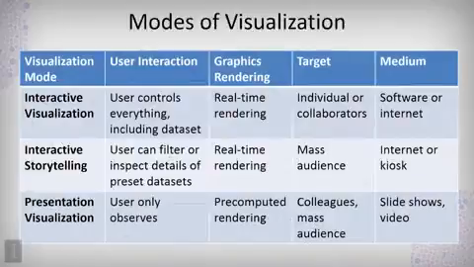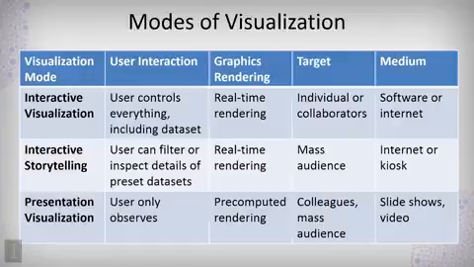And so another way of describing these differences is to visualize the modes of visualization, and so I've laid them out in a table. We can compare them in terms of user interaction. Interactive visualization, the user controls everything, including what data set you're looking at. In presentation visualization, the user is only observing. There is no interaction. In interactive storytelling, there is a presentation, but the user can still filter the data or inspect details of the data, but can't necessarily change the data set that they're looking at.